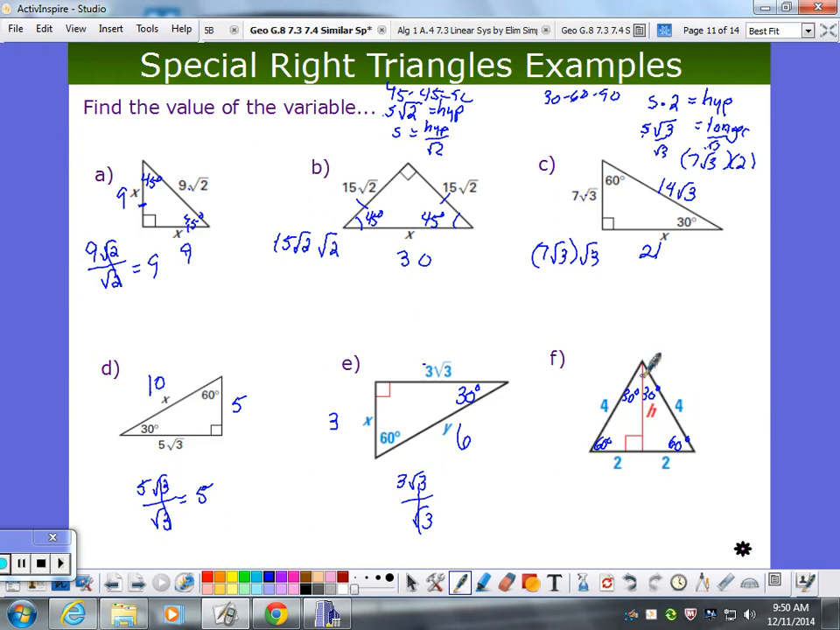So let's see what I don't know. This H, if I look at just one of these triangles, is a longer side, right? So I know the shorter side and I know the hypotenuse, and it's working. Shorter side times 2 is the hypotenuse. To find the longer side, shorter side times square root 3. So this is going to be 2 square root 3. That H is 2 square root 3, because it's the shorter side times the square root 3.